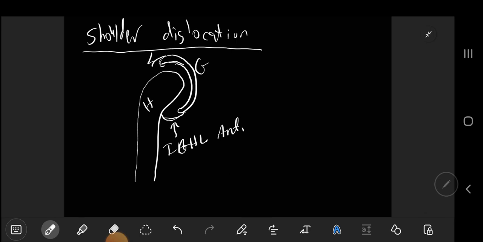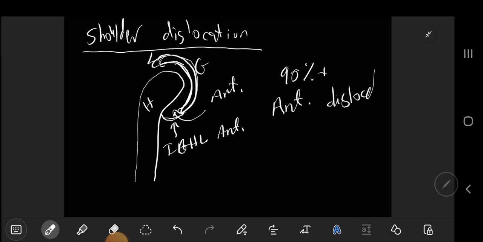Now, if I do it a little bit more exaggerated, you can see that the most fragile part of the shoulder is the anterior part. The anterior part is the most fragile one. So this is where the shoulder will dislocate mostly, in more than 90% of the time. The dislocation will be an anterior dislocation. So this is the most common direction for dislocation, anterior shoulder dislocation.